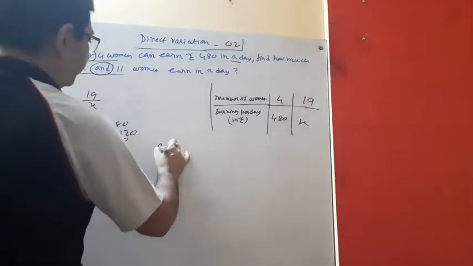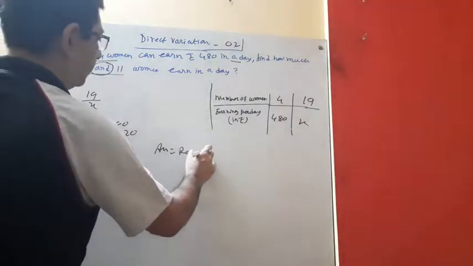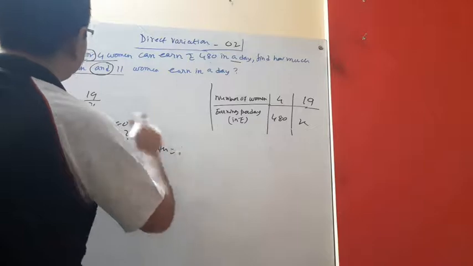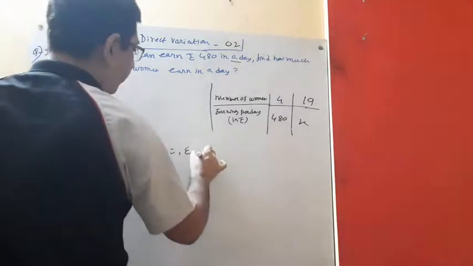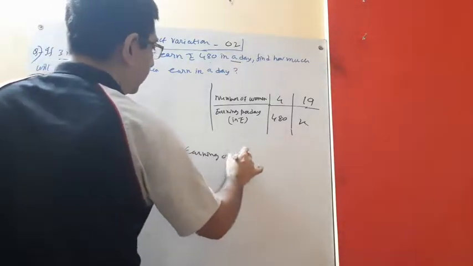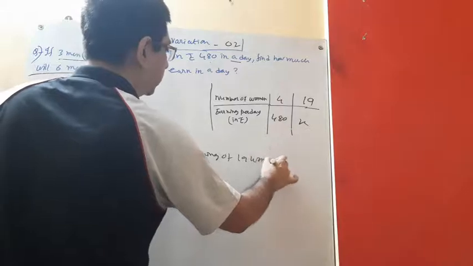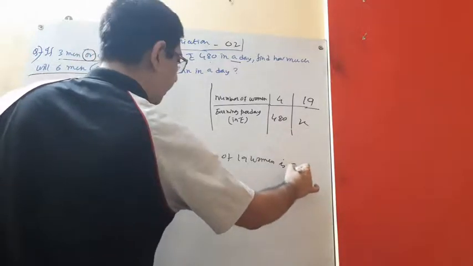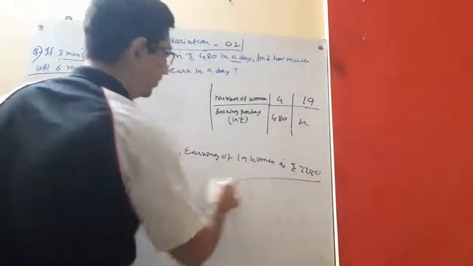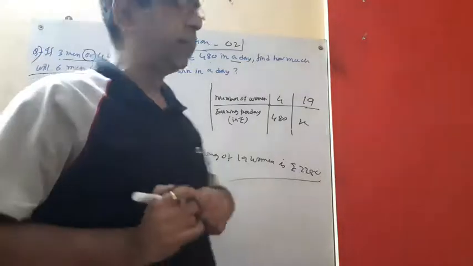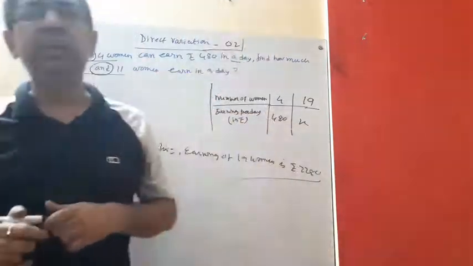So answer, required income, earning of 19 women is rupees 2280. This is the answer. Okay, students, this is a very easy type of sum. Go on practicing. I think there will be no problem.